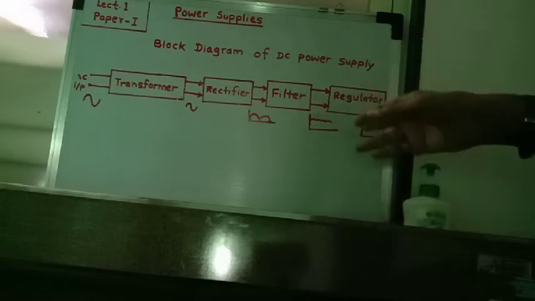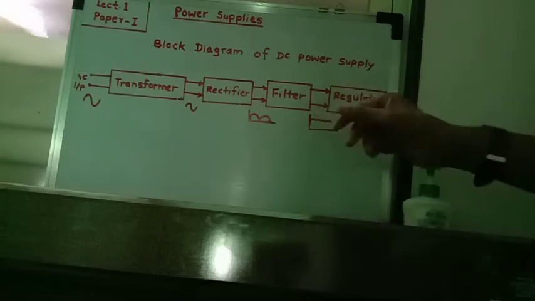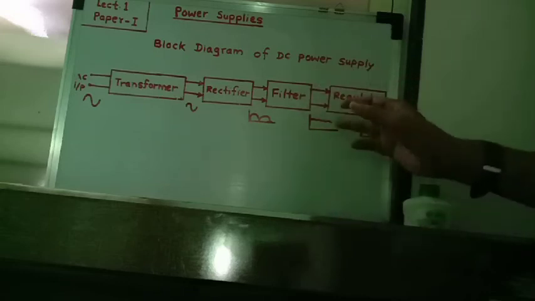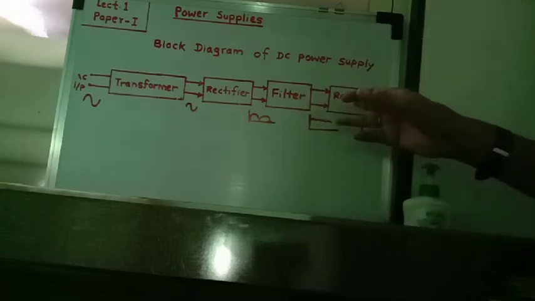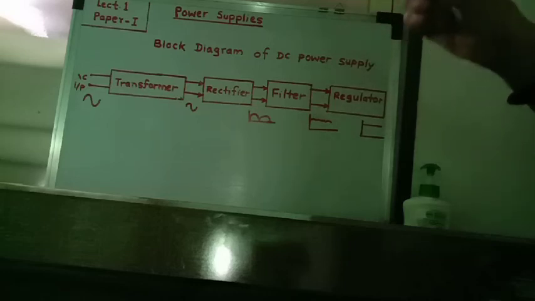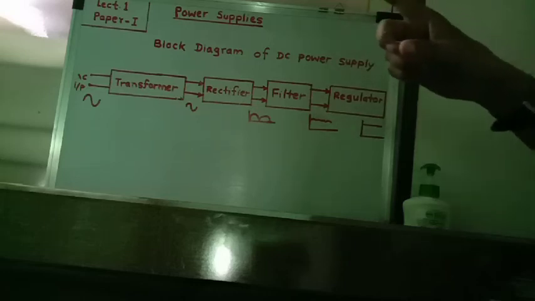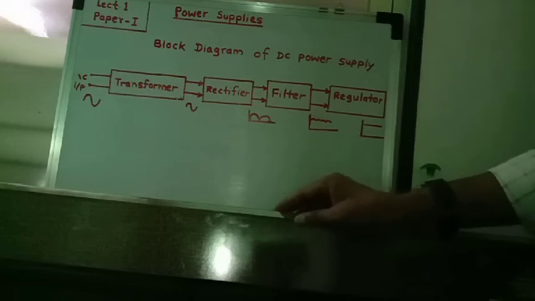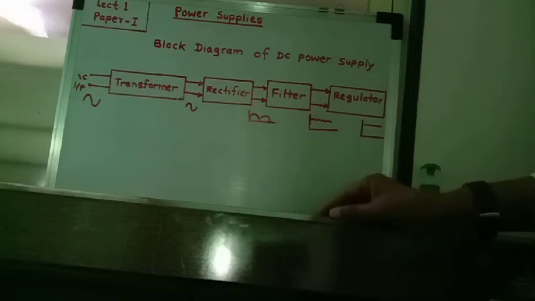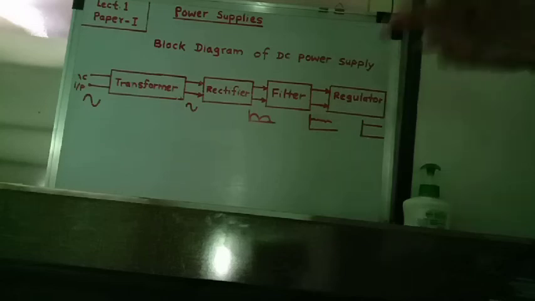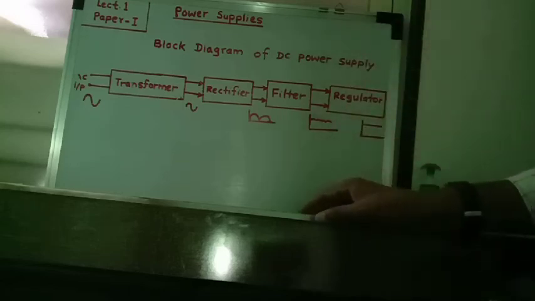There are different types of regulator circuits. One is a Zener regulator, in which the Zener diode is reverse biased. The Zener diode is reverse connected, that is, the cathode of the Zener diode is connected to the positive and the anode is connected to the negative. It is also called a shunt regulator or Zener regulator. So the Zener regulator is one type of regulator circuit.